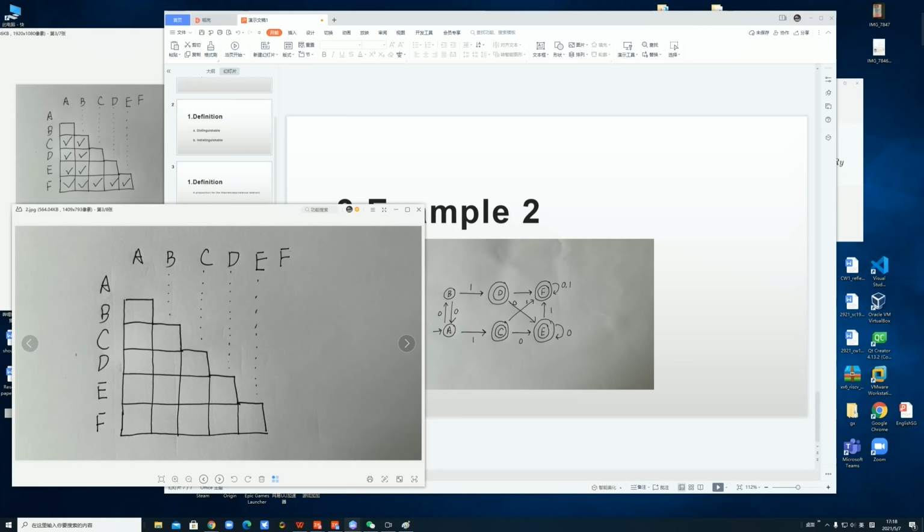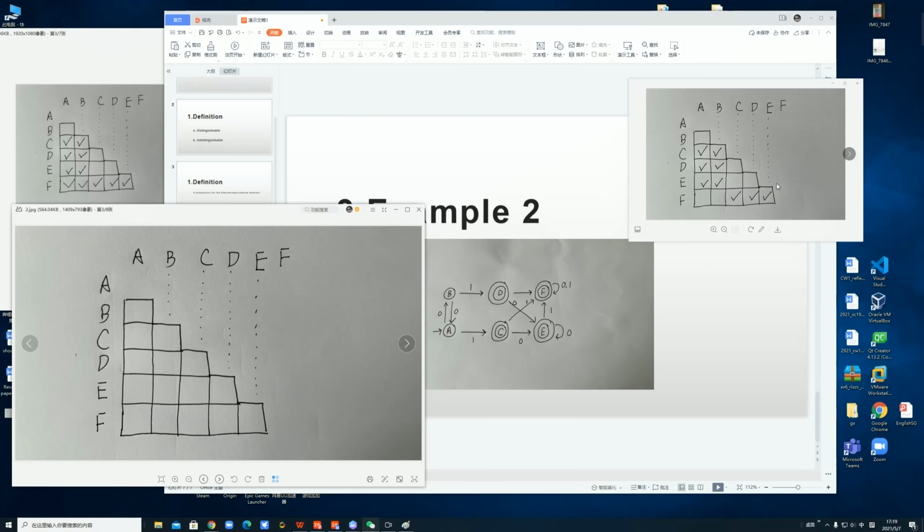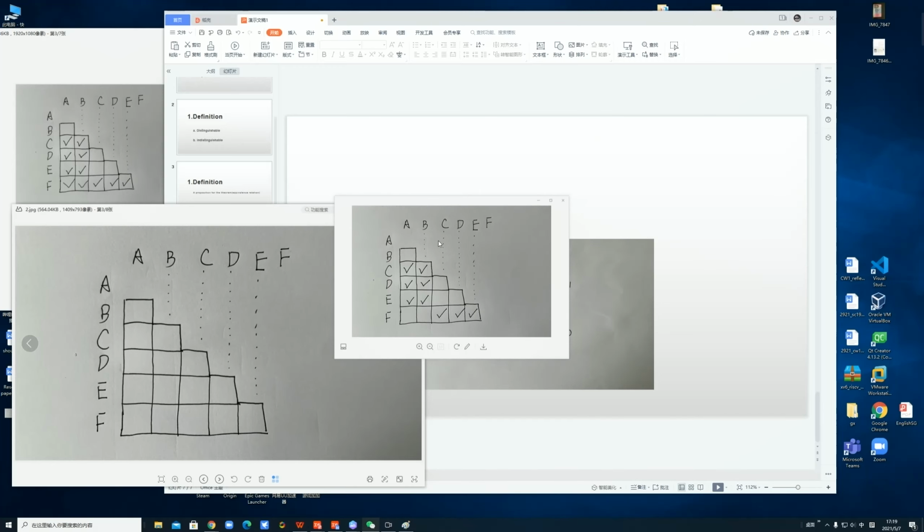The second step is to mark all pairs where P is a final state and Q is not. For instance, we can see both A and B are not final states, so in this position, we don't need to do anything. However, let's see the pair of A and C. C is a final state, but A is not a final state, so we have to mark here. After we go through all the pairs, we will get a table like this.